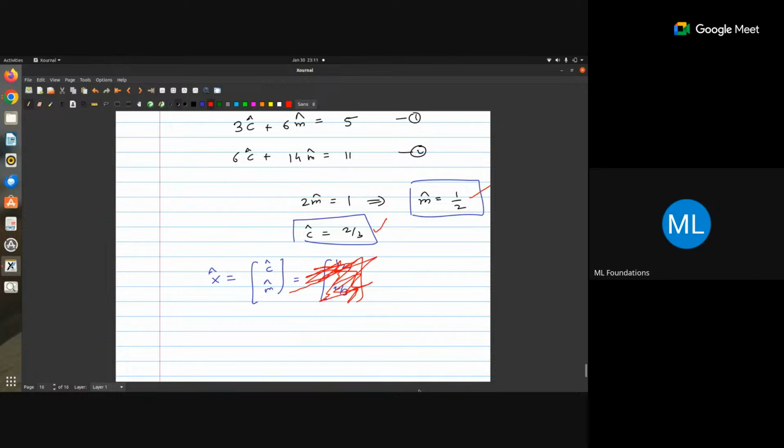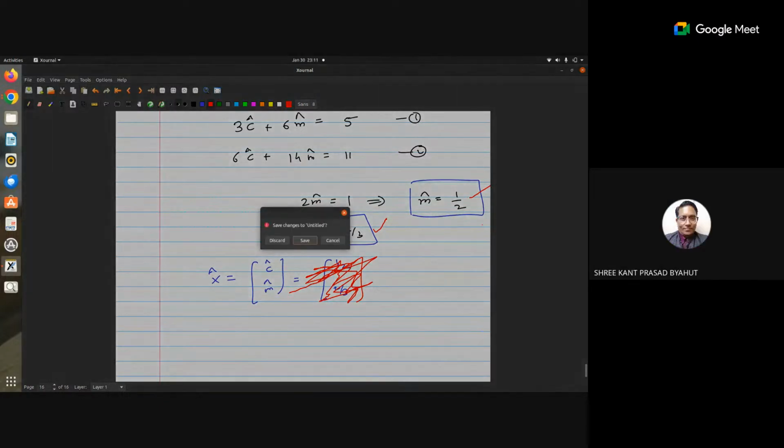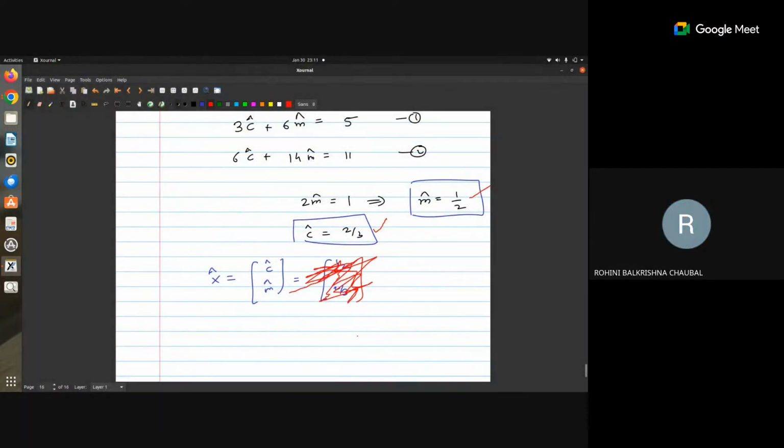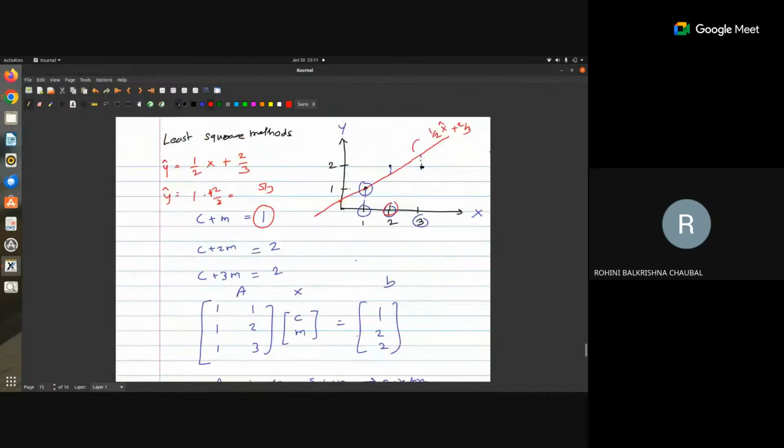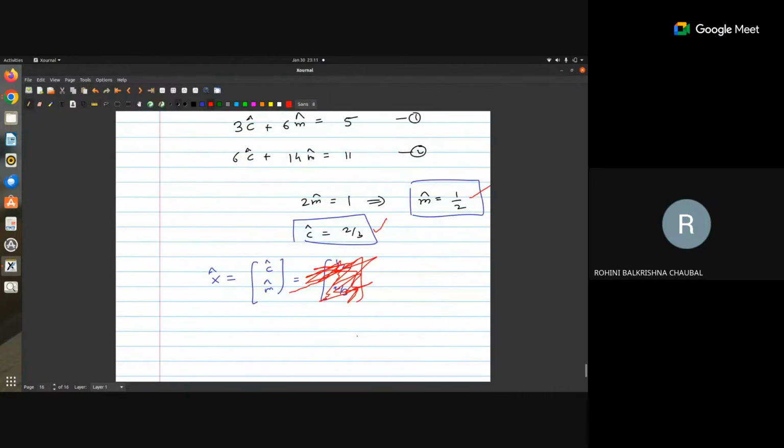Shall we close it now? It's a very long session. We should close. We will do it again. You just go through it again. Whatever I have done, even E2 and E3 are found by this: minus 1/6, 1/3, and 1/3.